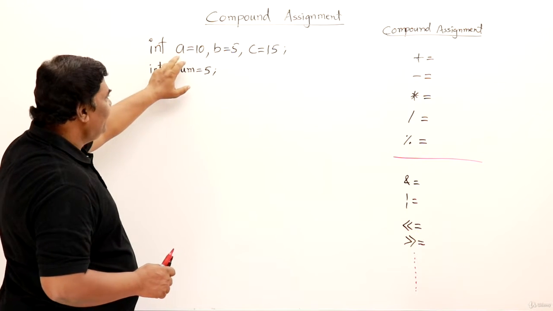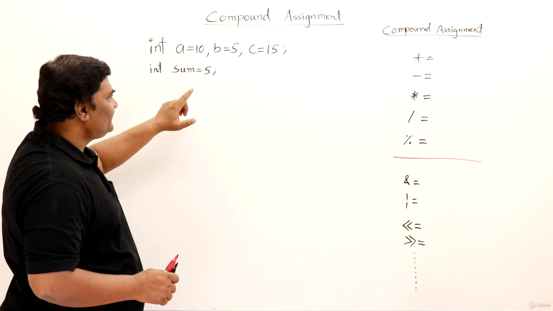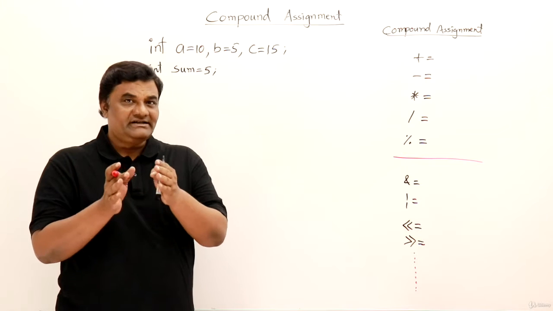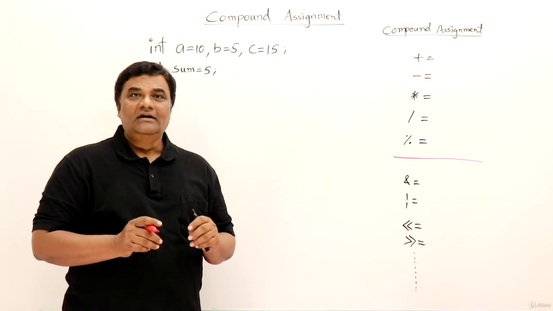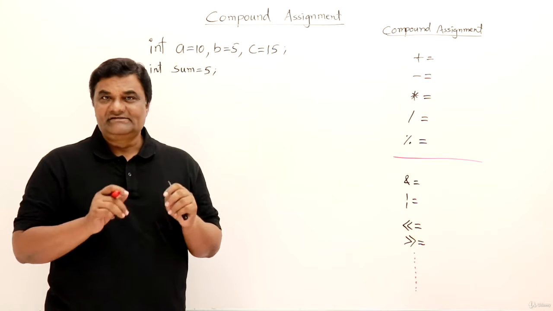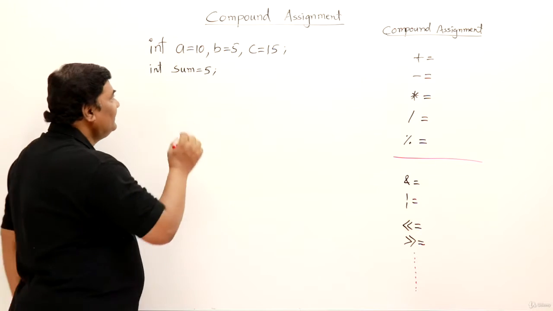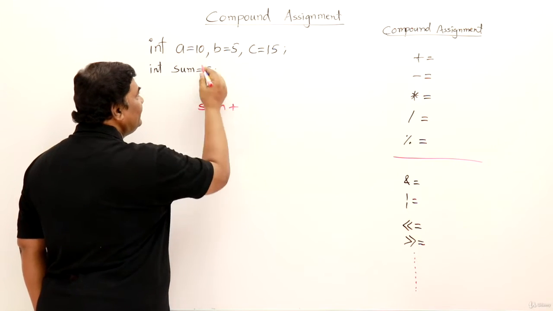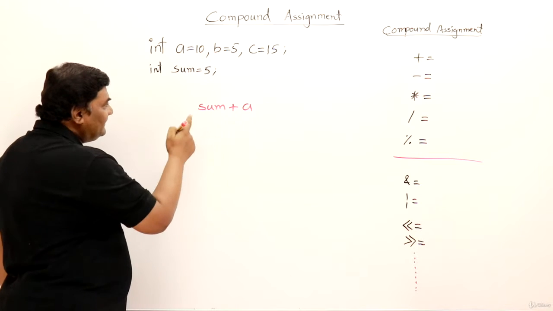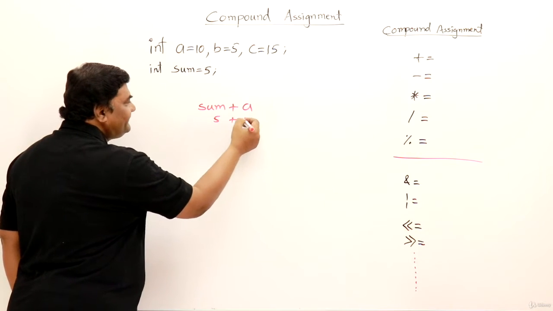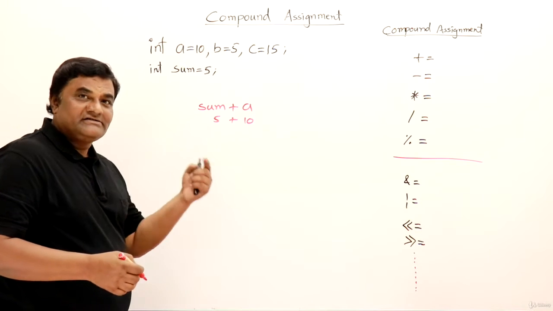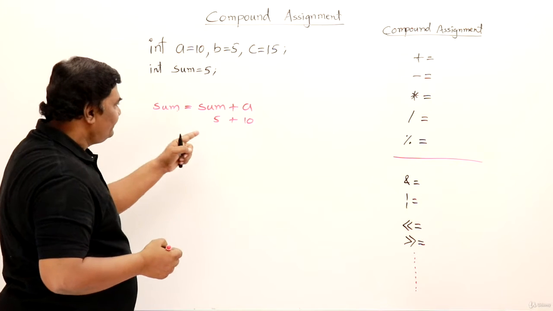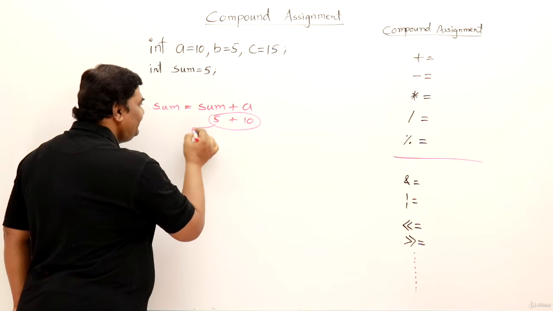I have some variables A, B, C which are having some values, and sum is also there which is having some value. Now the first thing, I want to add sum and A and store the result in sum itself. So let us see how I can do that. I want to add sum. Sum is how much? 5. Then A. How much A is? 10. Then this will be 5 plus 10, that is 15. Where I want to store? In sum only. So sum assign.